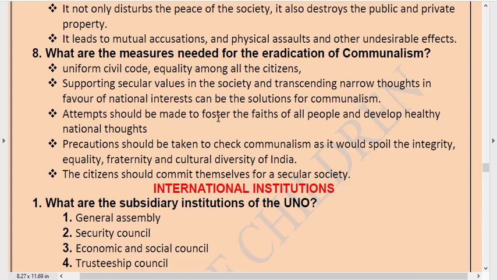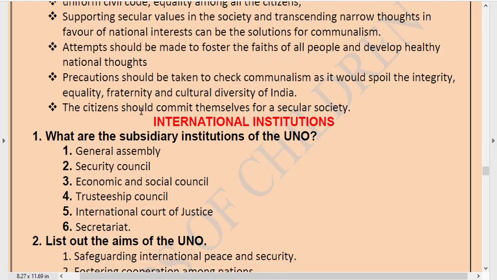Attempts should be made to foster the faiths of all people and develop healthy national thoughts. Precautions should be taken to check communalism as it would spoil the integrity, equality, fraternity and cultural diversity of India. The citizens should commit themselves to a secular society.